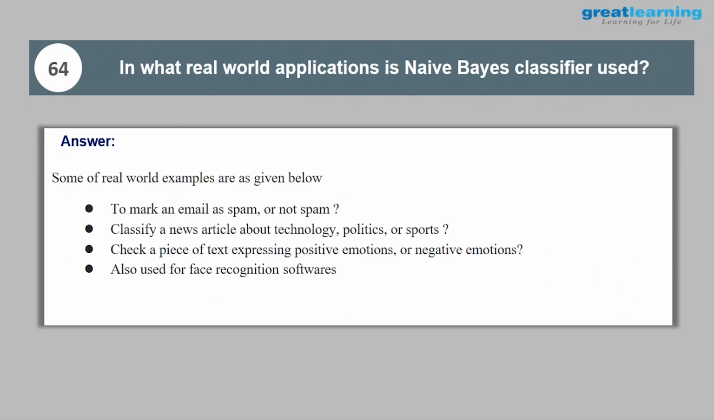Now let's have a look at in what real-world applications the naive Bayes classifier is used. Some of the real-world examples are to mark an email as spam or not spam, right? We are all familiar with Google automatically putting our emails in a spam folder, right? Did you ever think how it happens? Basically, based on some keywords, Google understands using a naive Bayes classifier that these mails can be spam mails. So this is how they handle their spam mails.